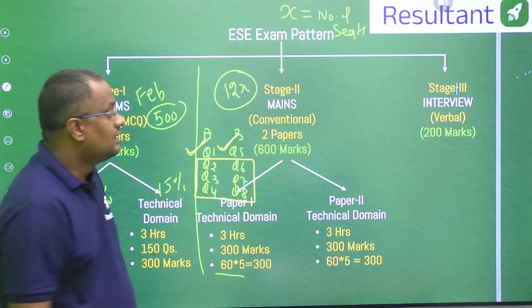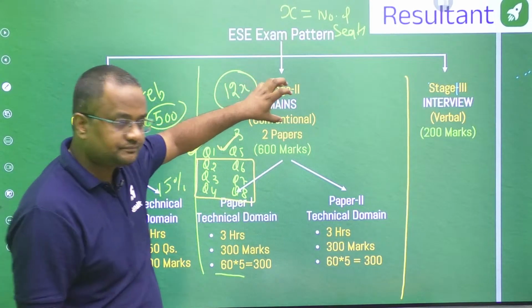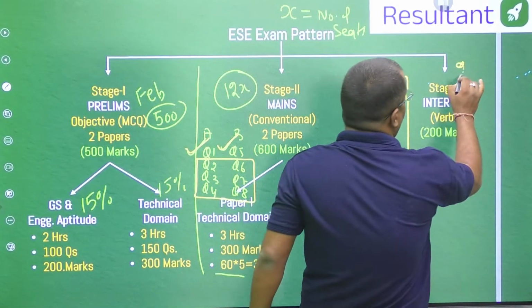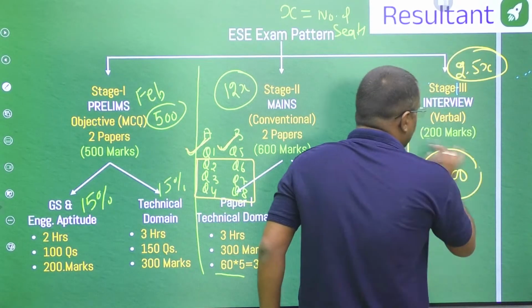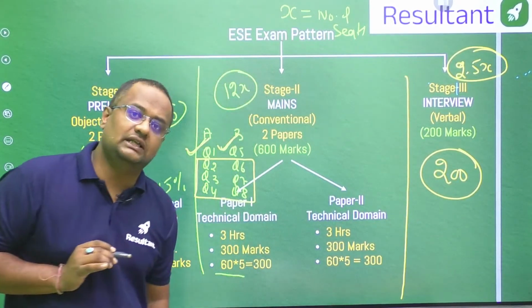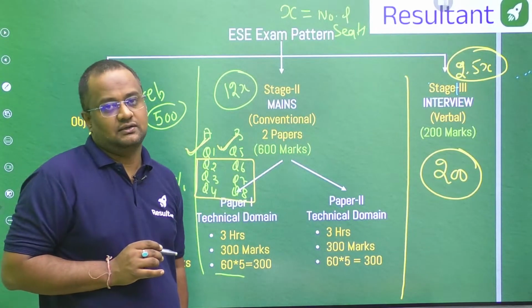Similarly here. Now if X number of seats are here, 12x goes here. Now for every seat, 2.5x students are called for interview, and 200 marks is the interview personality test at UPSC, Dholpur House, Delhi. So that out of 1300, the total cutoff is decided.